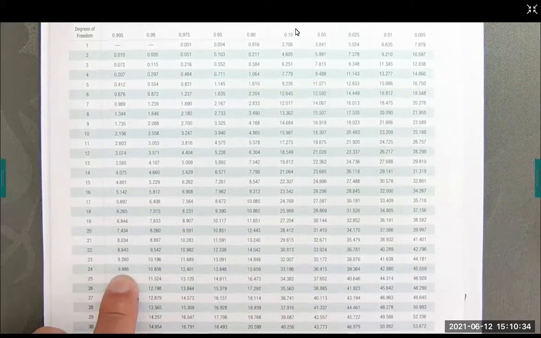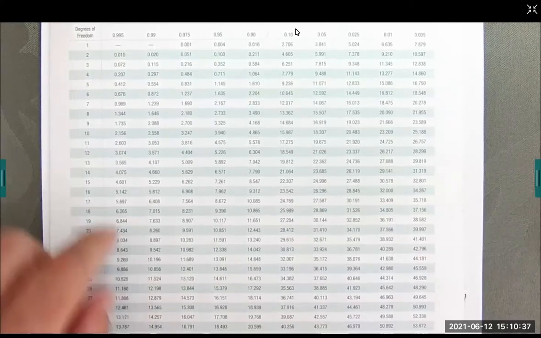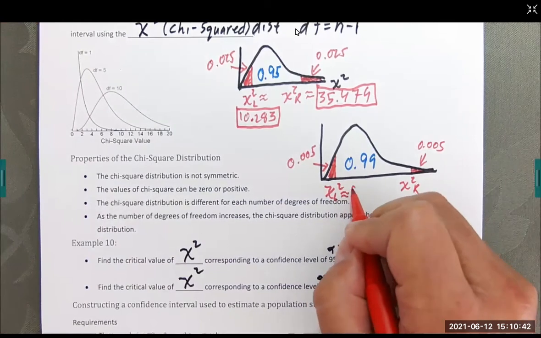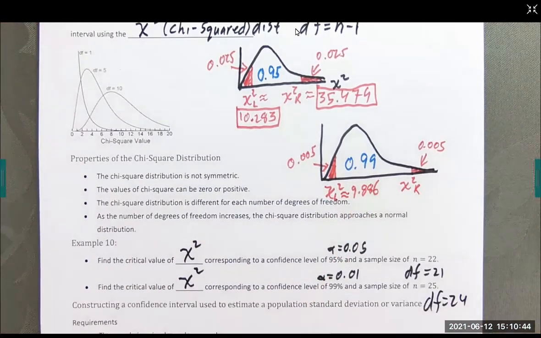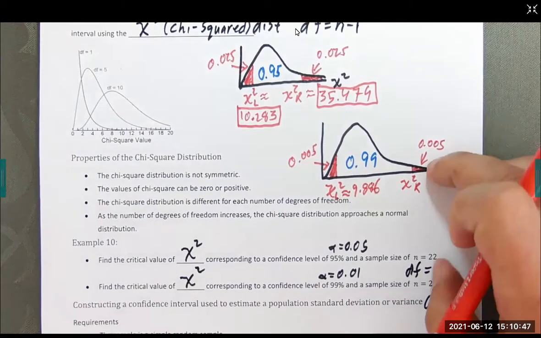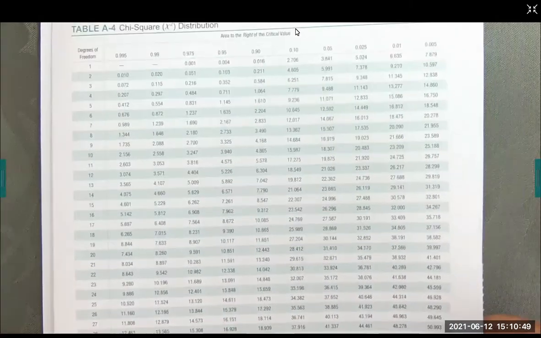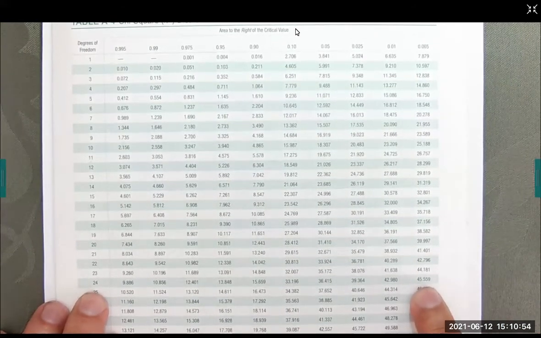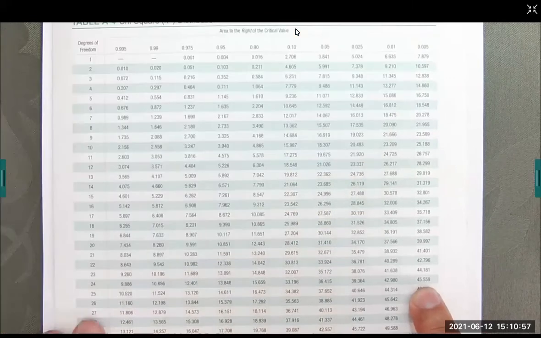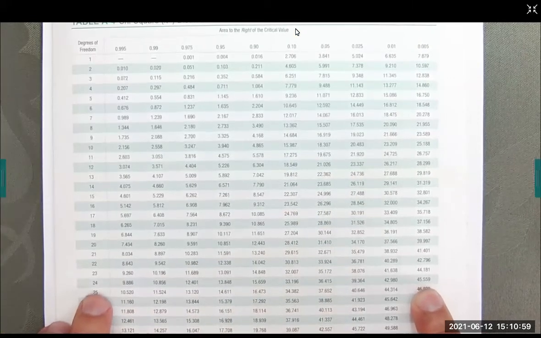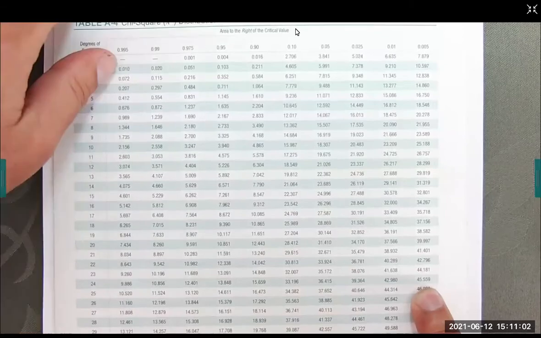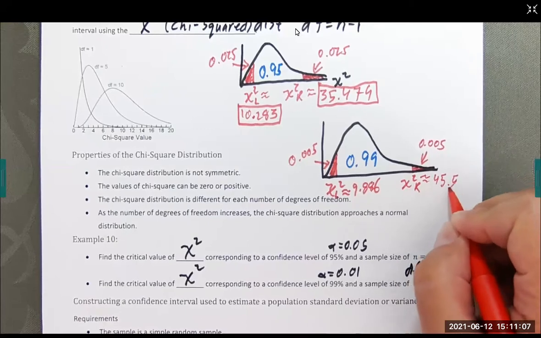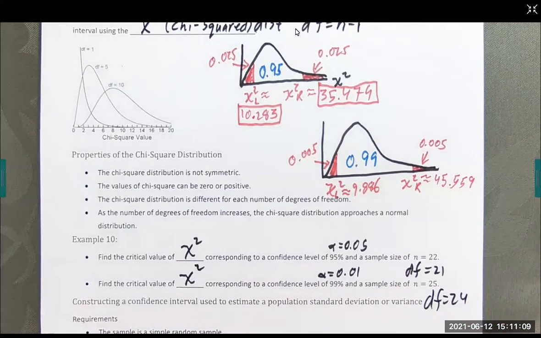So 9.886. And area to the right here is 0.005. Again, degrees of freedom is 24 in this case. And 0.005 is way out here. Let's see there. 24, so 45.559. And that's how you find those values.